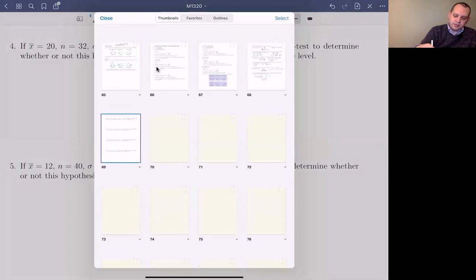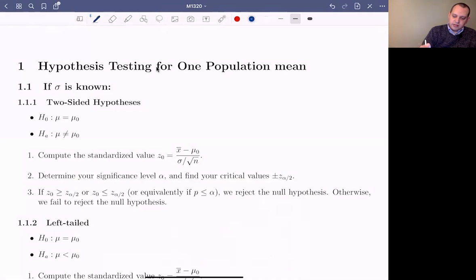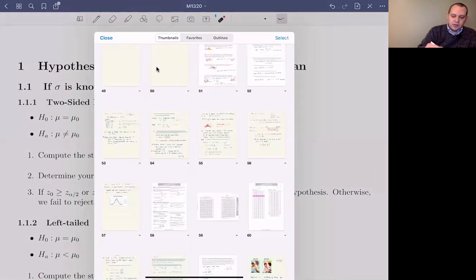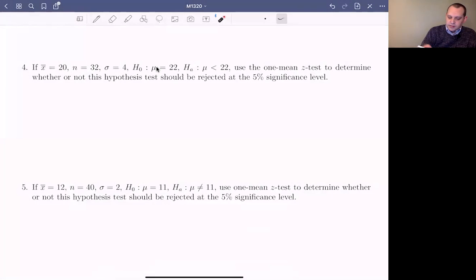So let's jump back up just 3 slides to remind ourselves. We're just going to compute this formula for the standardized value, plug everything in, and see what happens. So z naught is going to be 20 minus, in this case, 22, because that's the value mu naught that we're comparing. So mu equals mu naught. When we say mu naught, what we mean is that this value is 22.